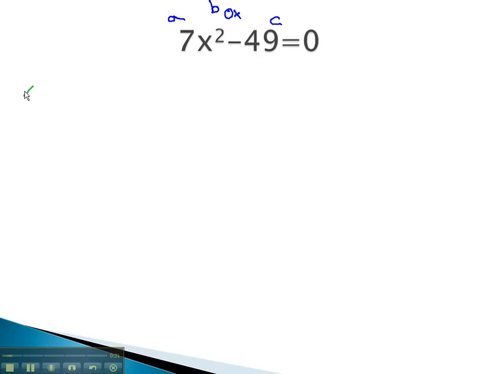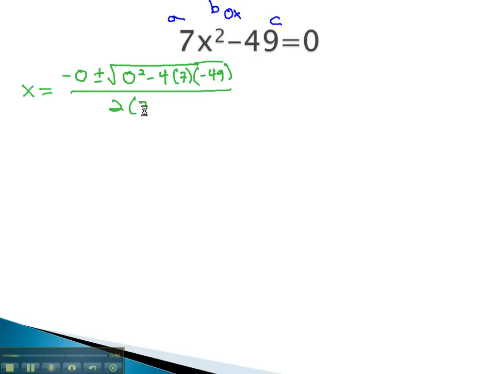Plugging these values into the quadratic formula, we have x equals the opposite of b, or 0, plus or minus the square root of b, or 0 squared, minus 4a, which is 7, c, which is negative 49, all over 2a, which is 7. We can ignore the zeros as they won't have any effect on our problem, and we get x is equal to plus or minus the square root of 4 times 7 times 49 is 1,372, over 2 times 7, which is 14.